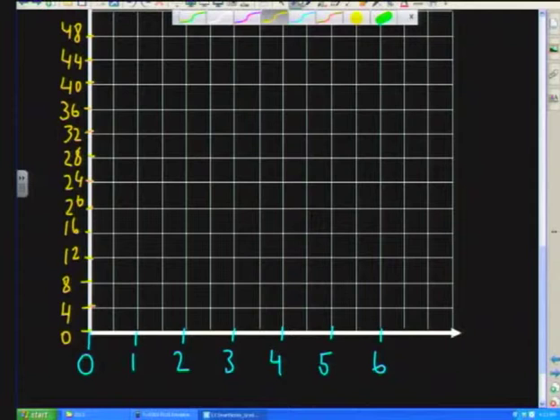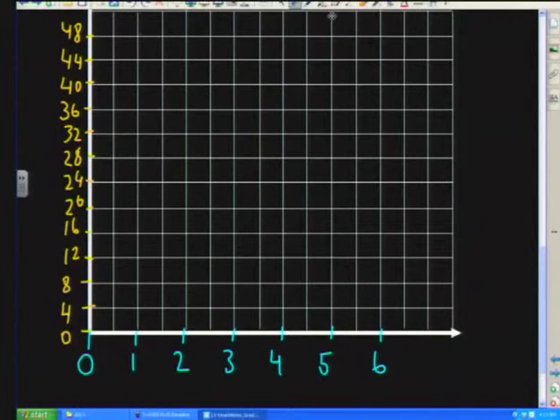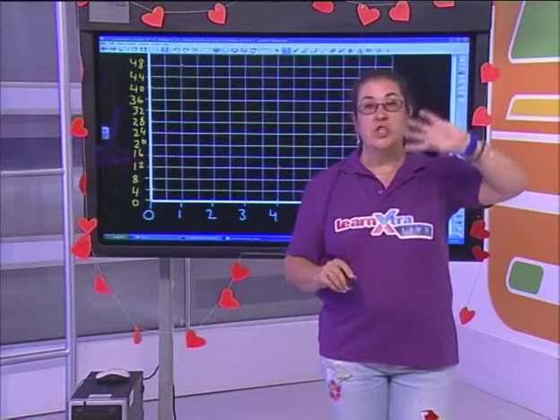So for one girlfriend, let's do it in orange. For one girlfriend, we had 48 roses, so we put a dot there. 2 girlfriends was 24. 4 girlfriends was 12. So find 12, find 4, join a dot, and 6 was 8. Right. And now we need to just join these dots.